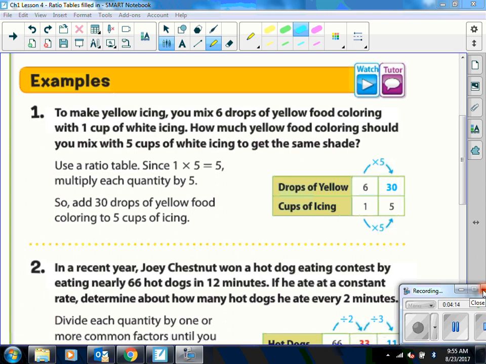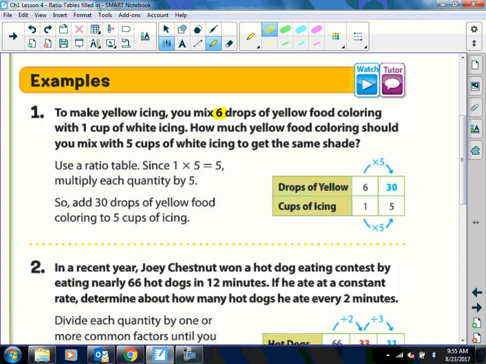All right, so for example 1, it says to make yellow icing, you mix 6 drops of yellow food coloring with 1 cup of white icing. How much food coloring should you mix with 5 cups of white icing to get the same shade? So here we're looking at 6 drops of yellow with 1 cup of white icing. Okay, and then we want to change that to using 5 cups of white icing. So the ratio that we're looking at in the table is going to be drops of yellow to cups of icing, right? So here's where I get 6 to 1.